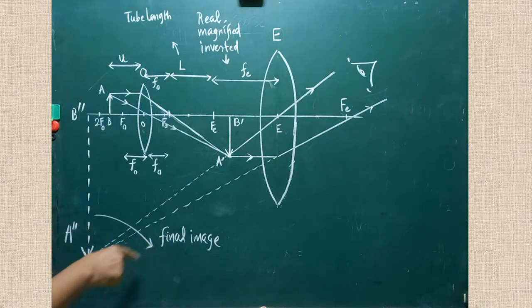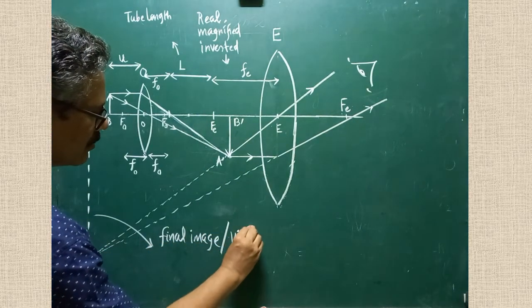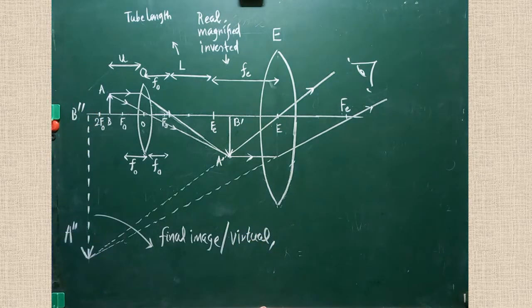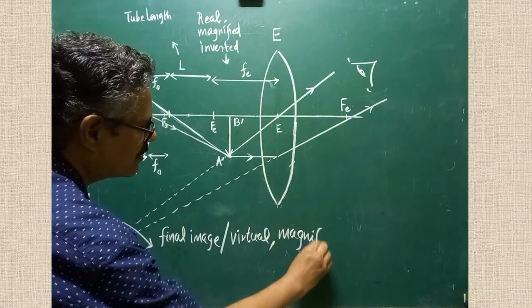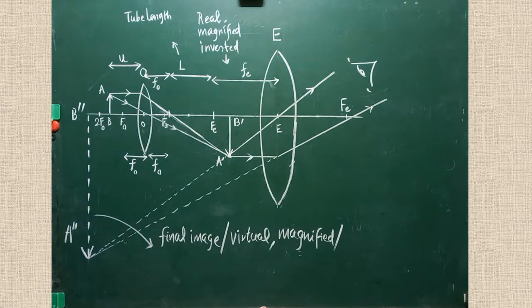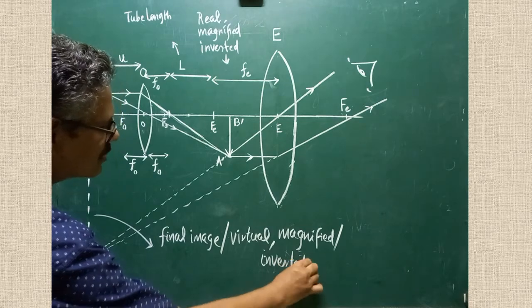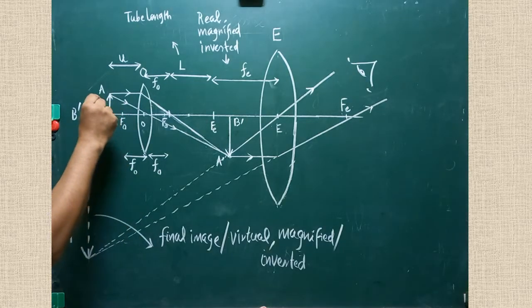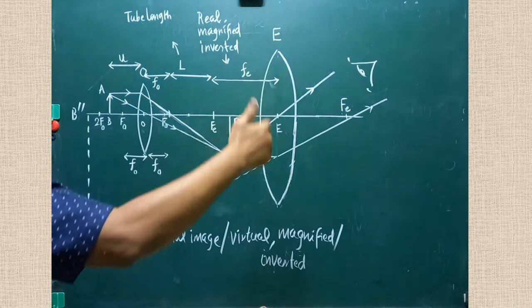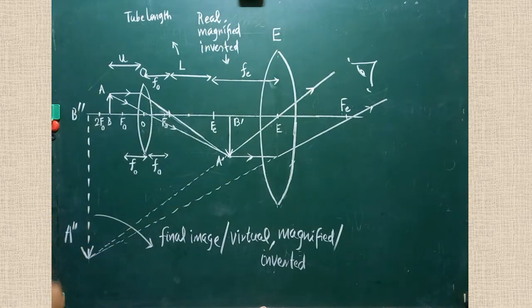Here the final image cannot be caught on the screen. Therefore, it can be called virtual. Why is it called virtual? It cannot be caught, and it is magnified. Are you clear? It is magnified by several times. It is magnified and inverted. The nature of the image will be inverted. Such an image can be seen by your eye. So, though the object is too small, the magnified image will be very much greater than the size of the object. Several times it can be magnified. That is the advantage of using a compound microscope.